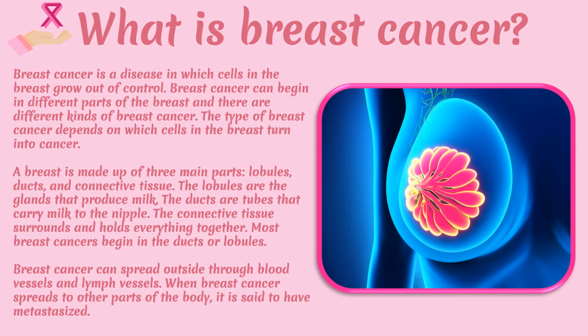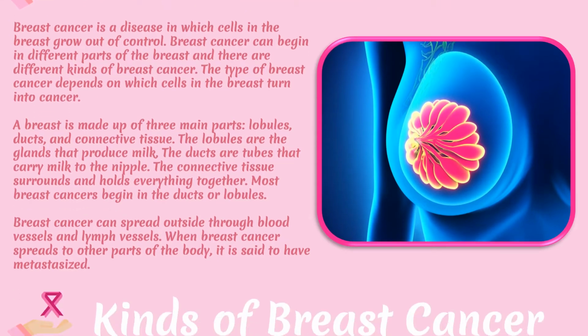A breast is made up of three main parts: lobules, ducts, and connective tissue. The lobules are the glands that produce milk. The ducts are tubes that carry milk to the nipple. The connective tissue surrounds and holds everything together. Most breast cancers begin in the ducts or lobules. Breast cancer can spread outside through blood vessels and lymph vessels. When breast cancer spreads to other parts of the body, it is said to have metastasized.